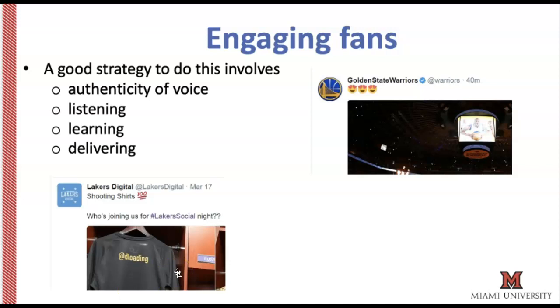They ask you to join the Lakers Social Night, and they would like to give away some free gifts. This is one way they are able to engage with the fans, right? And also like this Golden State Warriors tweet, which is kind of interesting, because it only has three funny emojis. This just lets fans feel like they have a closer relationship with the organizations, compared to their experience interacting with them before.